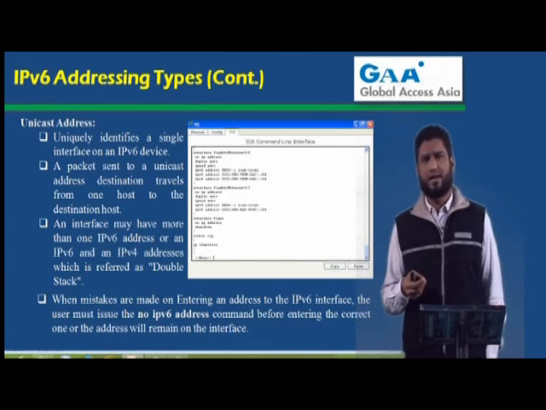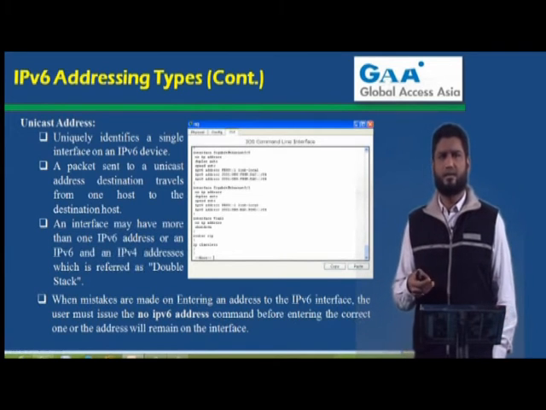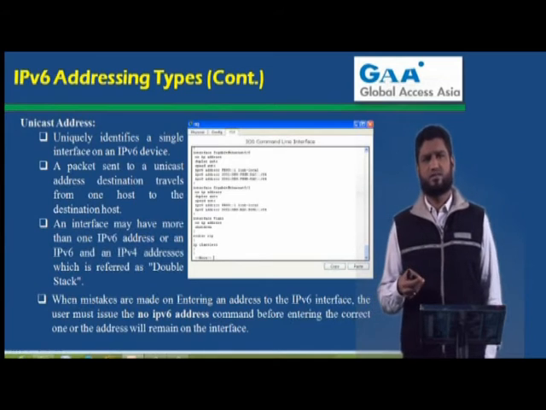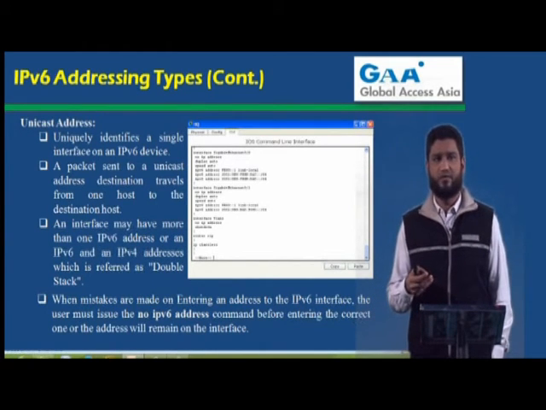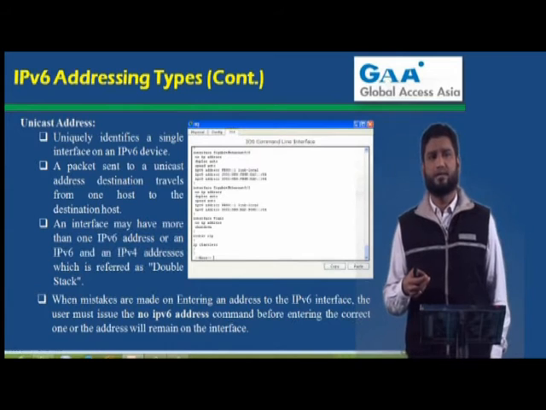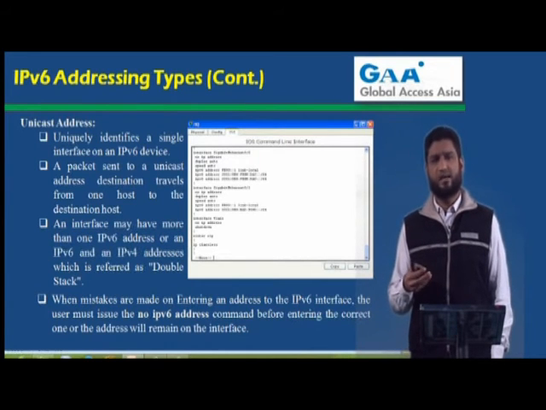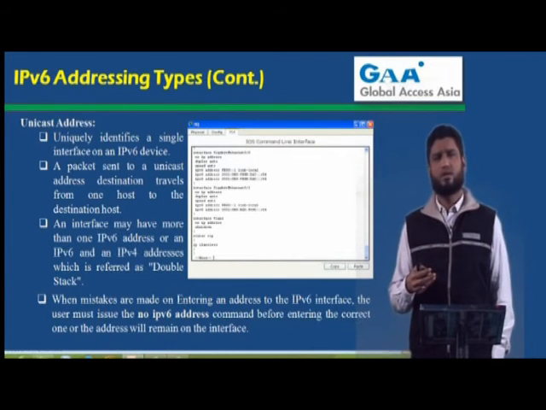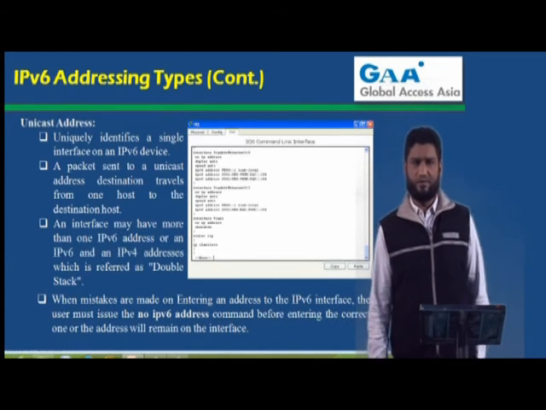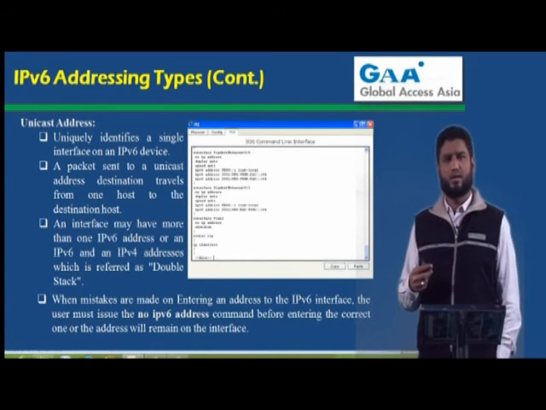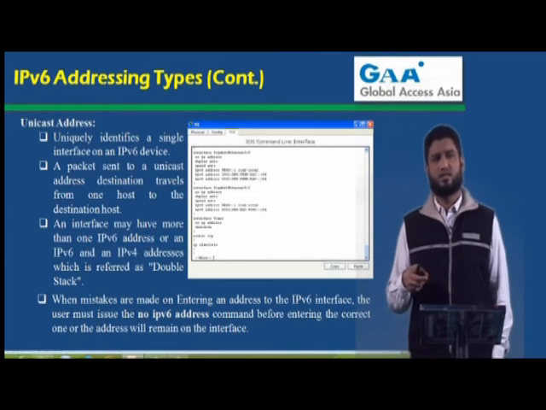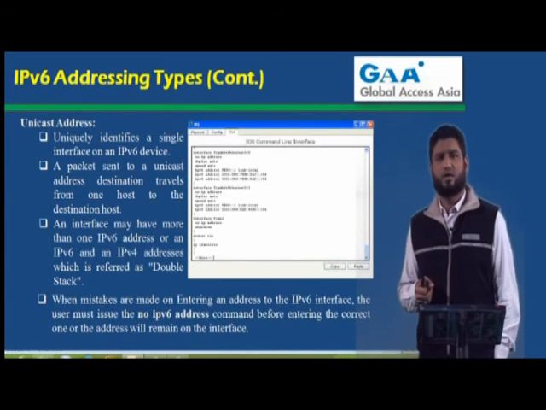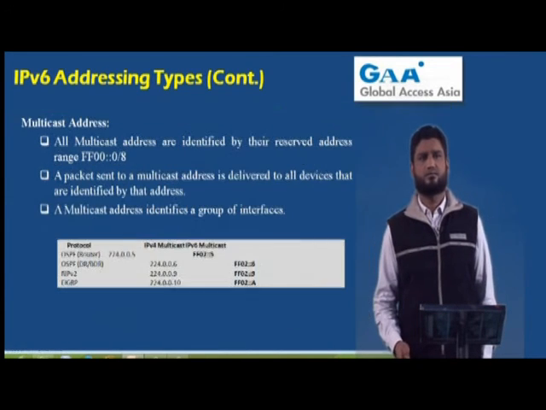When mistakes are made on entering an address on the IPv6 interface, the user must issue the no ipv6 address command before entering the correct one, or the address will remain on the interface. The same is true for IPv4. If we make some mistakes for IPv4 and want to remove it, we can use the no ip address command from the CLI, the same as for IPv6 addresses.